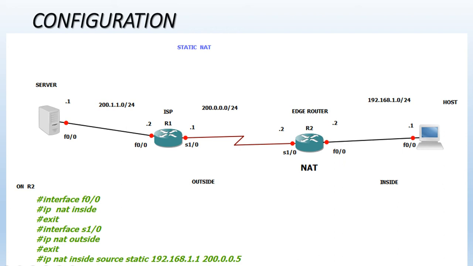So first we will configure on the interfaces. Here on interface FastEthernet 0/0, we will configure ip nat inside, which is the interface where the traffic is coming in. Then on the interface serial 1/0, which is the outside interface, we will configure ip nat outside, where the traffic will exit. So the command to configure static NAT is ip nat inside source static, then the private IP address that you want to translate, here 192.168.1.1, then the inside global IP address, the public IP address into which you want to translate your inside local address, which is 200.0.0.5.